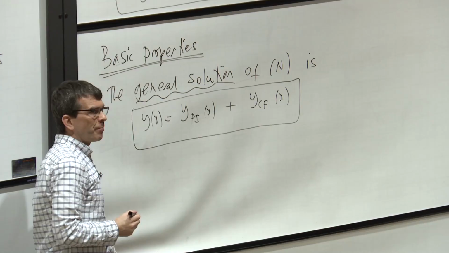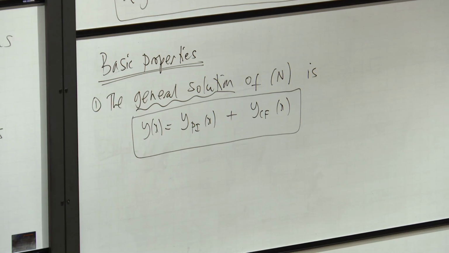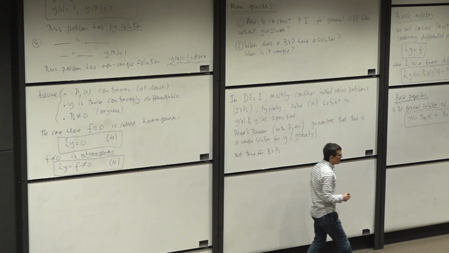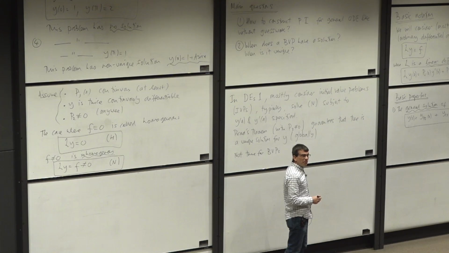So I can write the general solution as a particular integral, which I call ypi, plus the complementary function, which I call ycf. And what do I mean by that? So ypi is any function at all that satisfies the inhomogeneous problem.